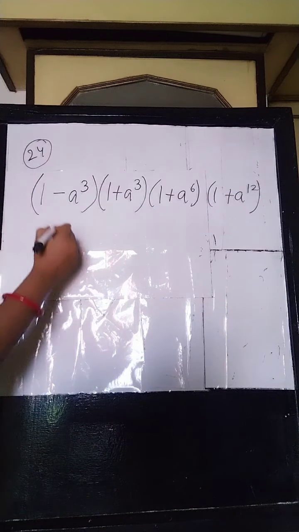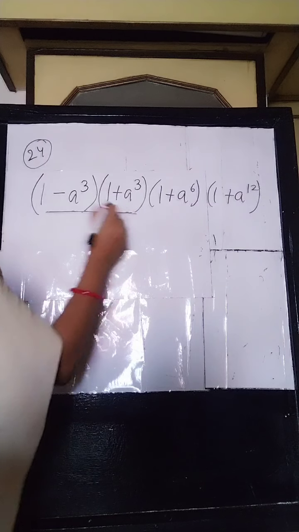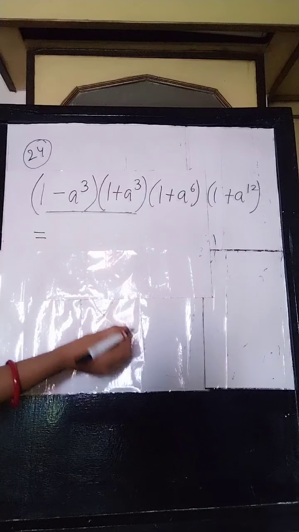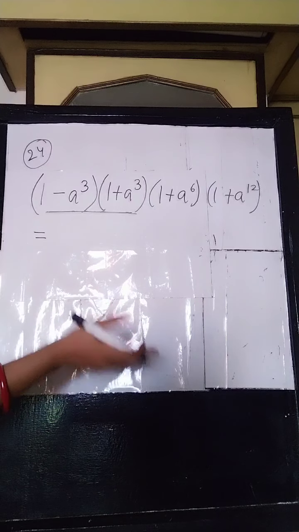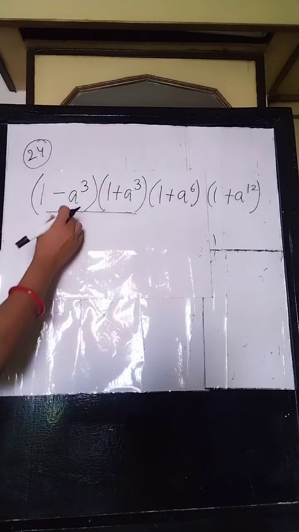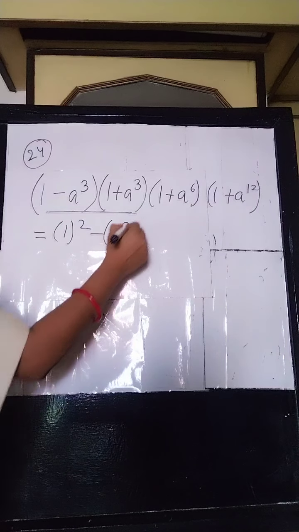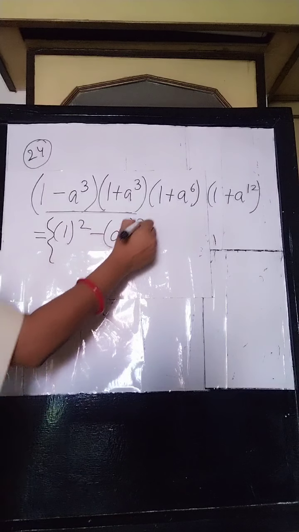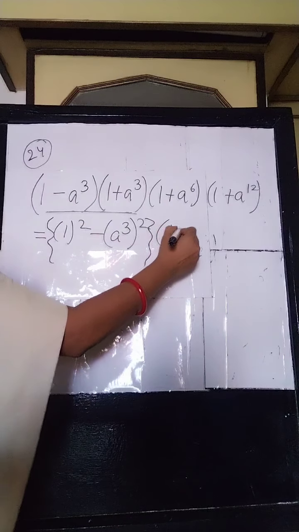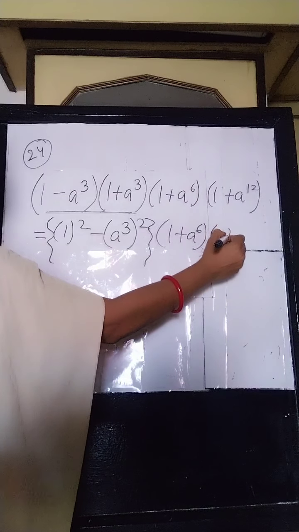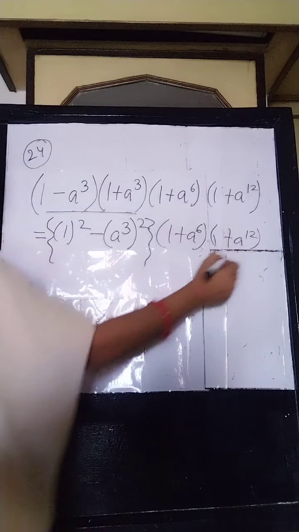As usual, we will deal with this a minus b and a plus b. We will apply the formula which will be expressed as a square minus b square. Here a means 1, so 1 square, and b means a cube whole square. Remaining things we will write as it is, that is 1 plus a to the power 6 and 1 plus a to the power 12. This we will write as it is.